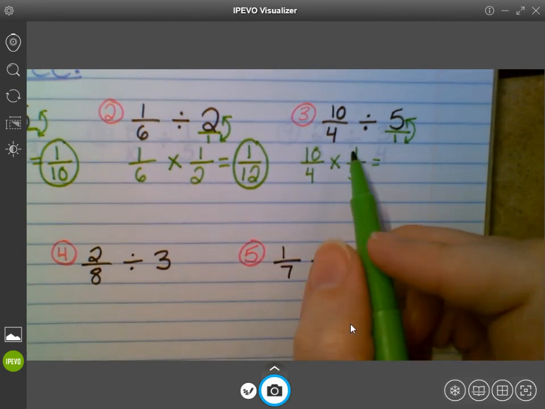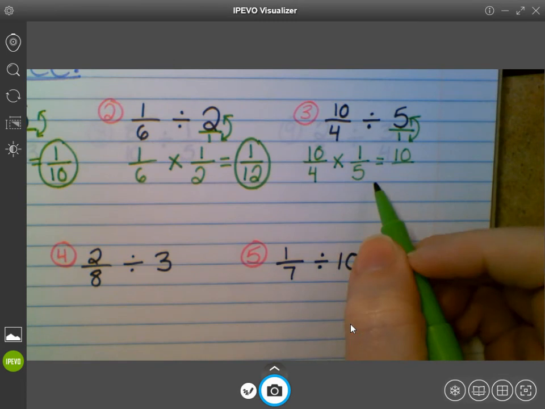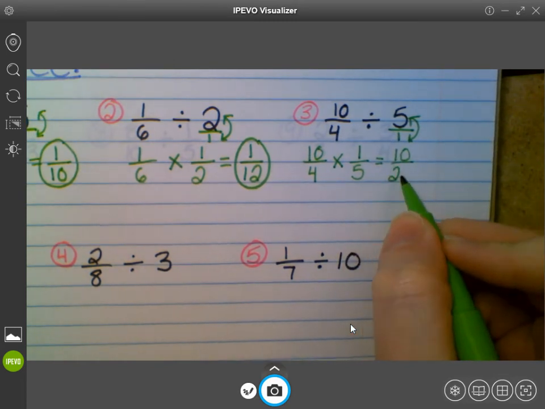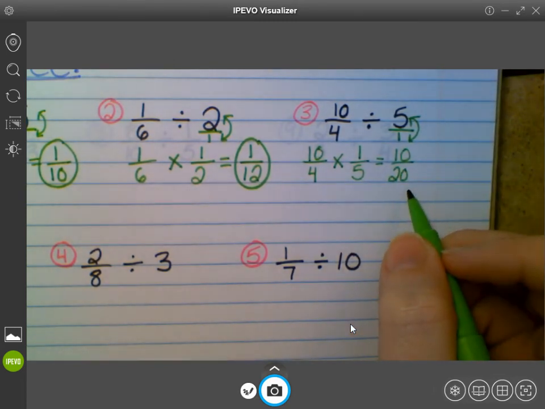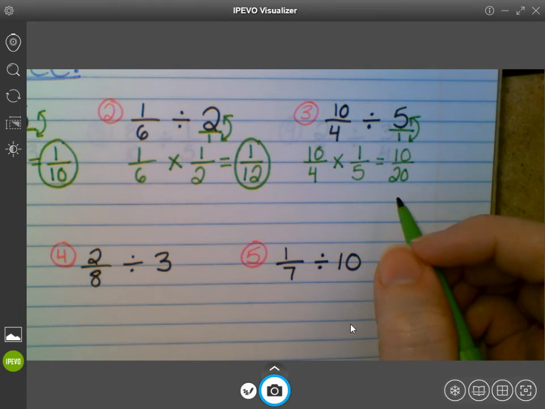Then I multiply across. 10 times 1 is 10. 4 times 5 is 20. Can I simplify this one? Yes. What can I divide both 10 and 20 by? Show me on your hand. What can I divide 10 and 20 by? I see 2's. There's a larger number that I can divide them both by.